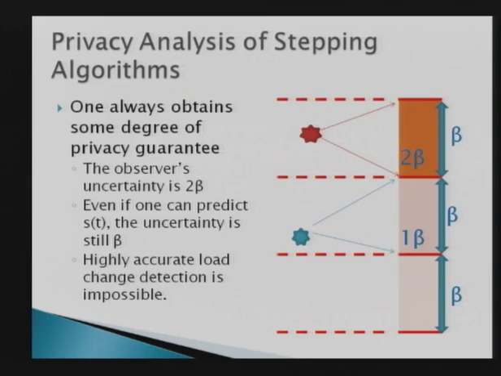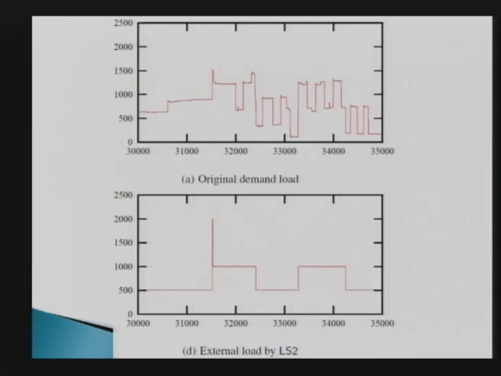And even if the attacker knows whether the battery is charging or not, so if the external load is 2 beta and the attacker knows we are charging the battery, he can only say that the demand load will be between 2 beta and 3 beta, but he cannot tell the exact value from our algorithm. So the uncertainty here is still beta. That means we cannot learn the accurate load change event. And here is also an example of our algorithm. You can see the output looks fine, so there's not much information we can know.